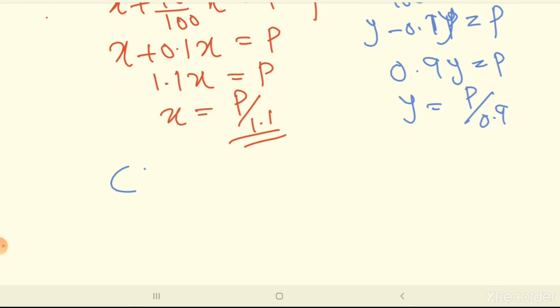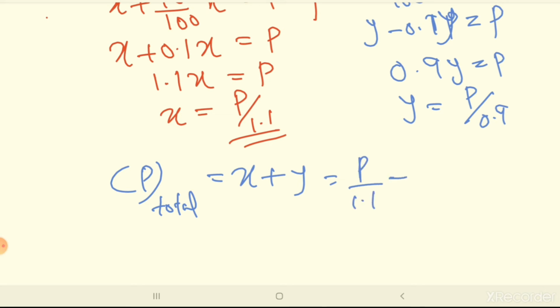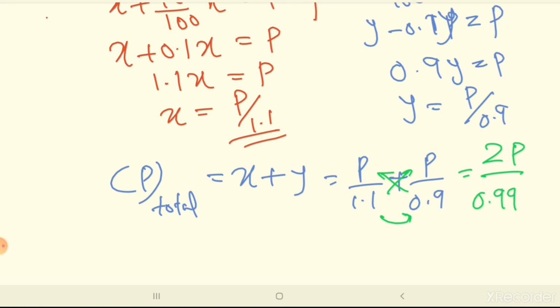Then the total cost price equal to X plus Y, P divided by 1.1 plus P divided by 0.9. Simplifying this we get 0.9P plus 1.1P divided by 1.1 into 0.9. That we get 2P divided by 0.99. So this is the total cost price.